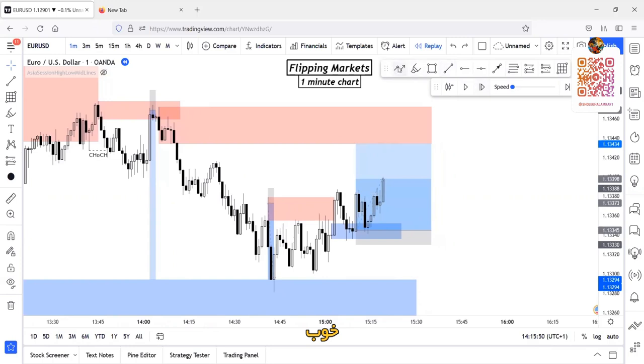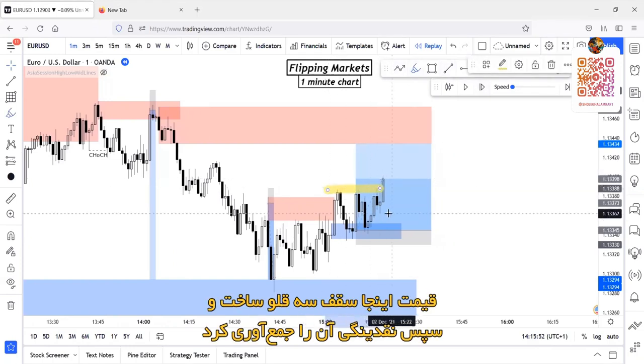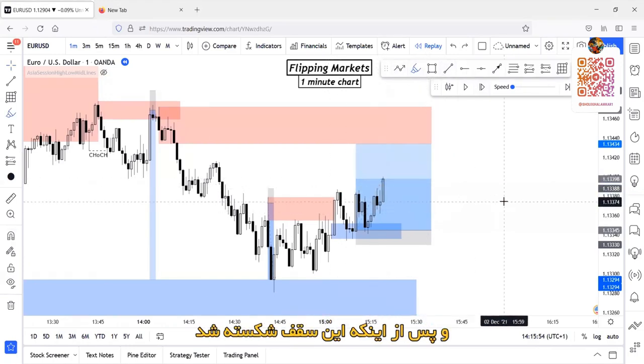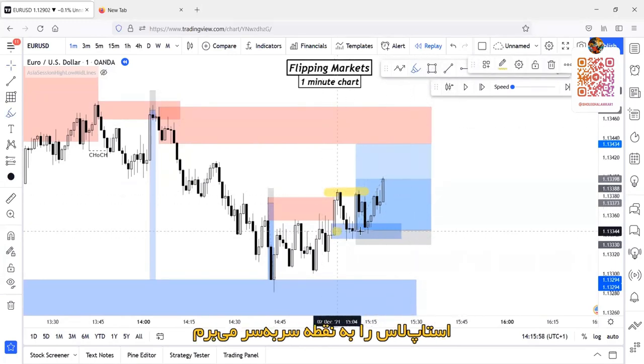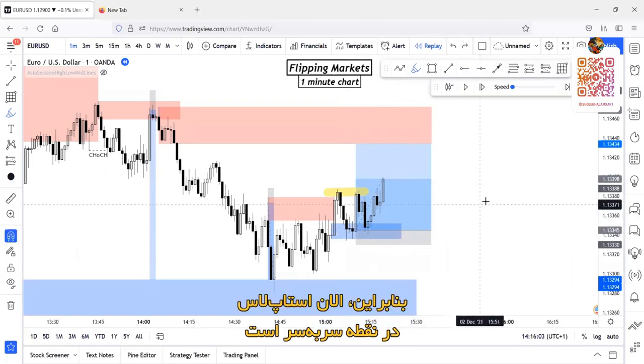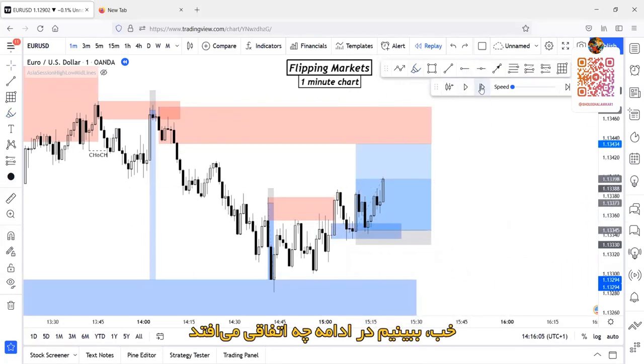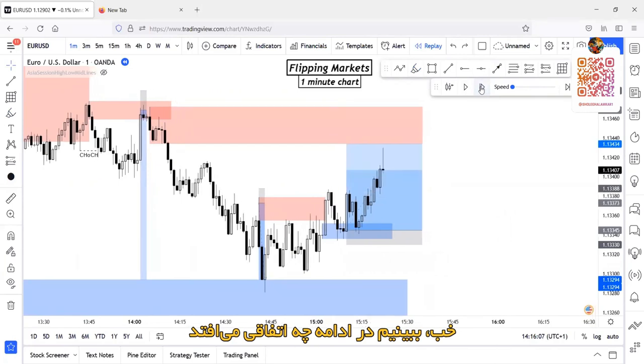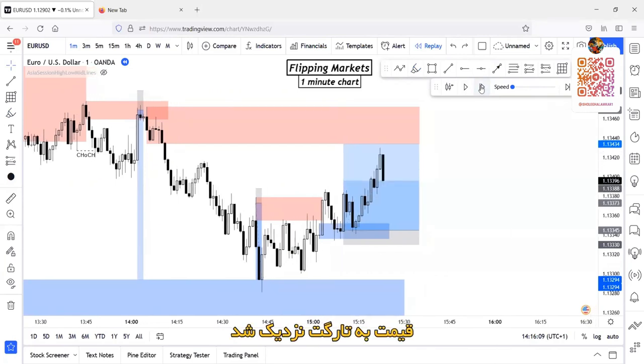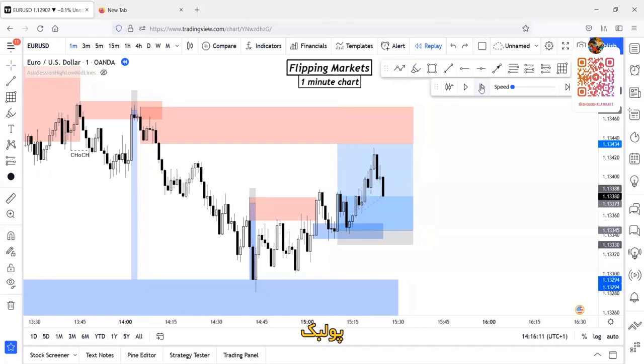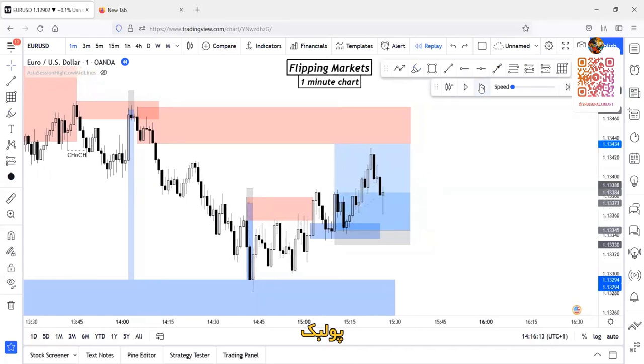Okay, so price created triple tops here and swapped those triple tops, and after the highs have been broken, I will set my stop loss to the break-even point. So our stop loss is currently at break-even. Okay, let's see what happens next. Okay, almost hit TP. Pull back, pull back, pull back.